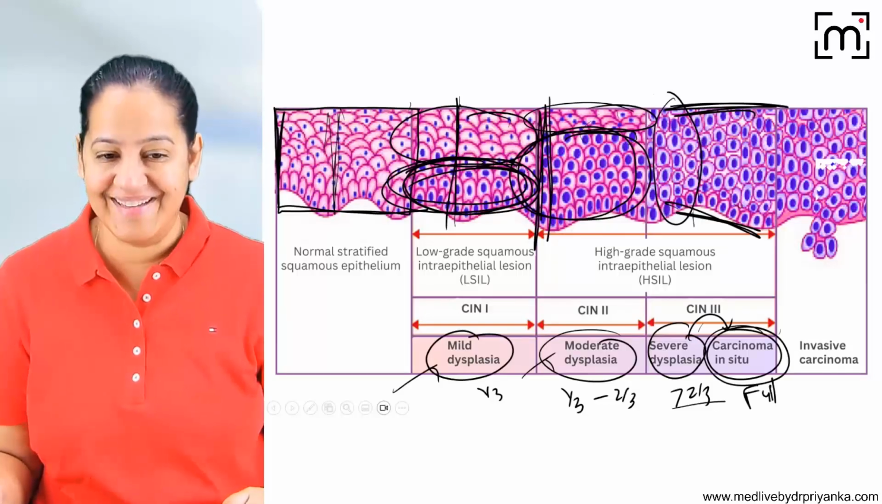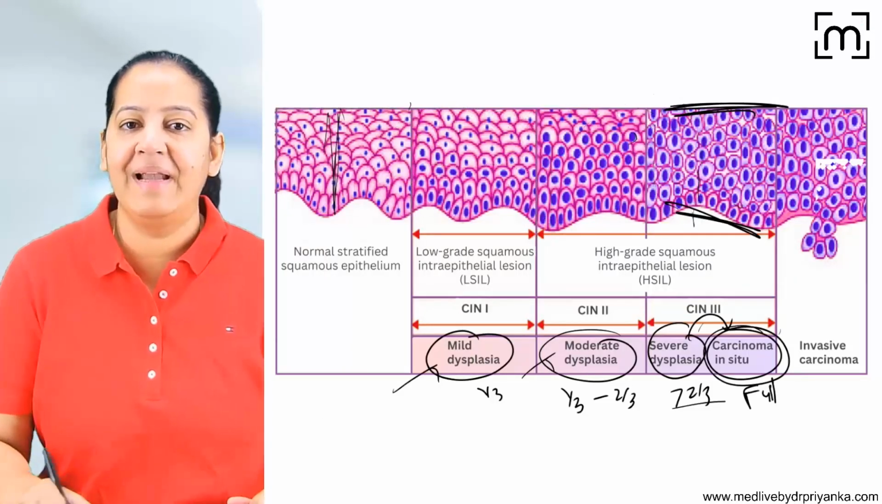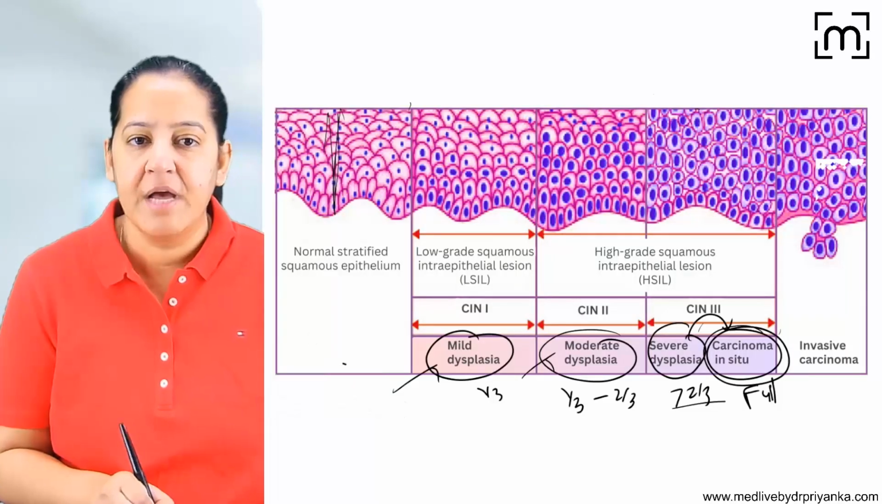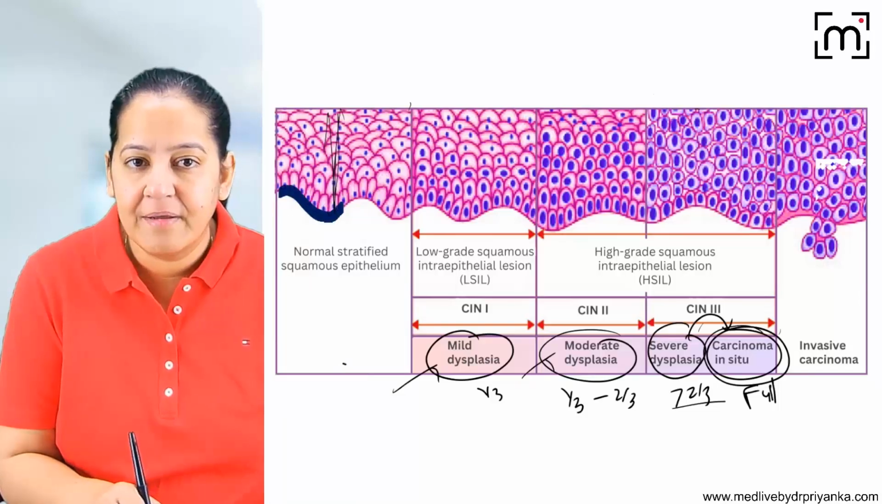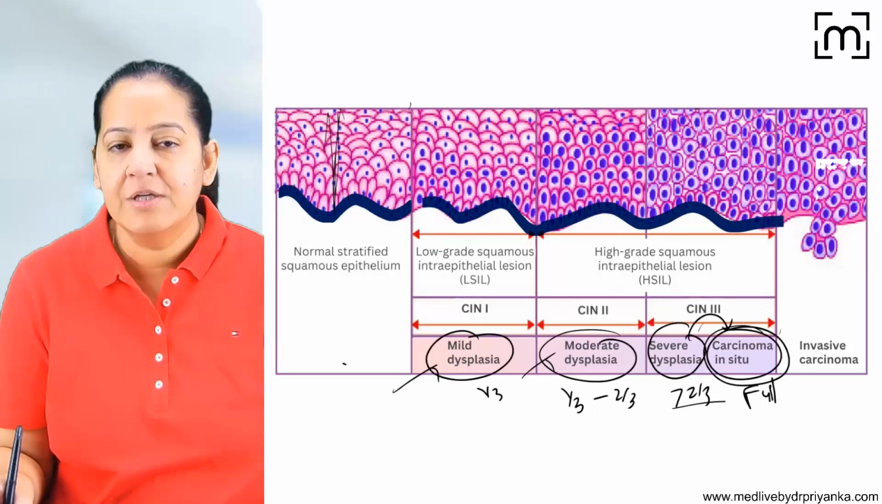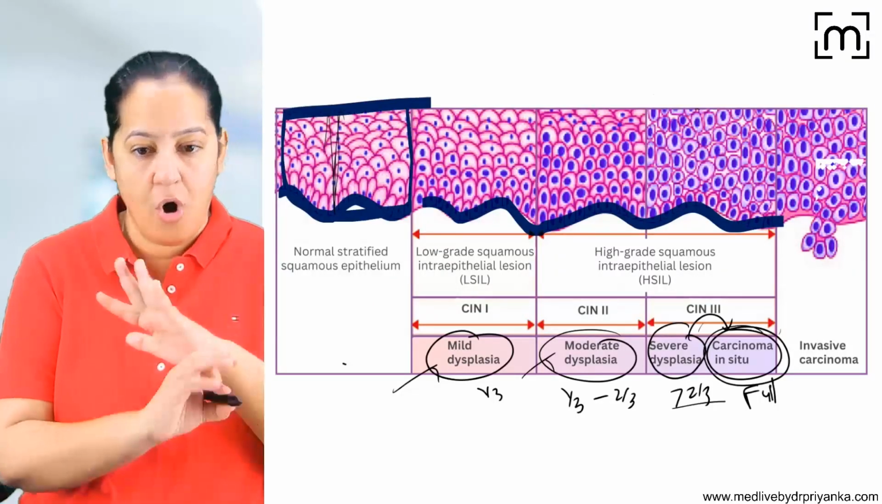So I hope you are getting it. And till now, in all of them, whether it is mild dysplasia, moderate dysplasia, or severe dysplasia, please understand the concept of the basement membrane. Can you see the basement membrane? This is the normal basement membrane. In all the diagrams, appreciate the basement membrane. So this is normal. Here, all the cells are normal.